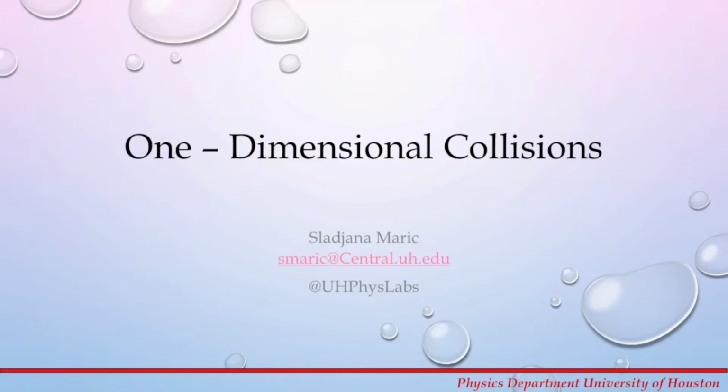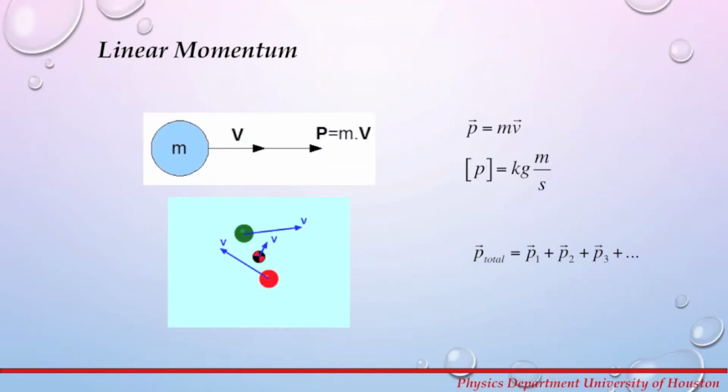This week we will study linear momentum on the example of one-dimensional elastic and inelastic collisions. Linear momentum is defined as the product of the mass and velocity of the object. p is equal to m times v.